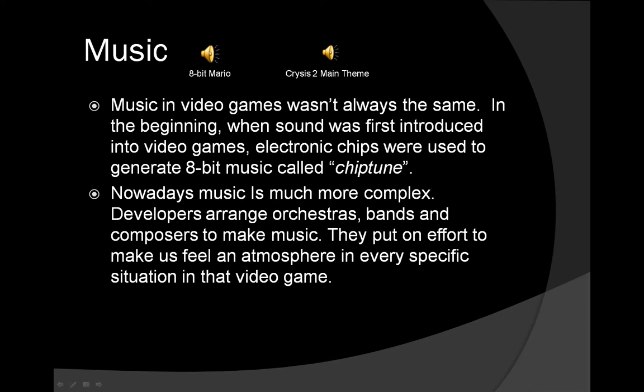In the beginning, when sound was first introduced into video games, electronic chips were used to generate 8-bit music called chiptune. Nowadays, music is much more complex. Developers arrange orchestras, bands, and composers to make music. They put an effort to make us feel an atmosphere in every specific situation in that video game. You will feel like you're right there, at a battlefield, football field, space, etc.